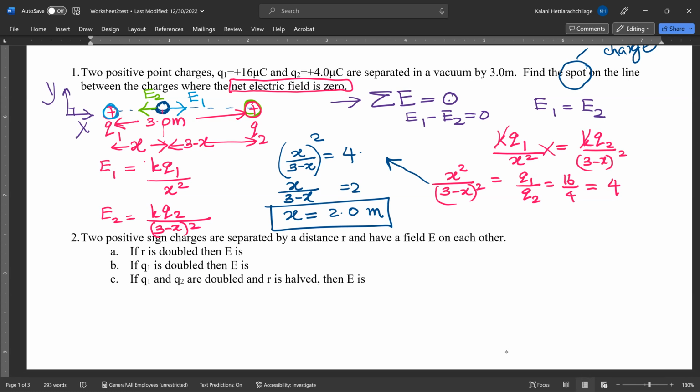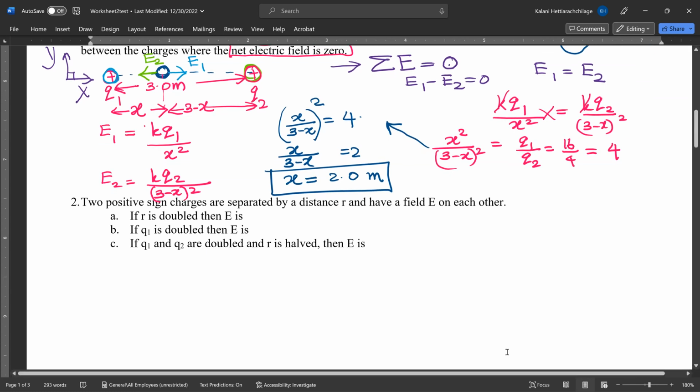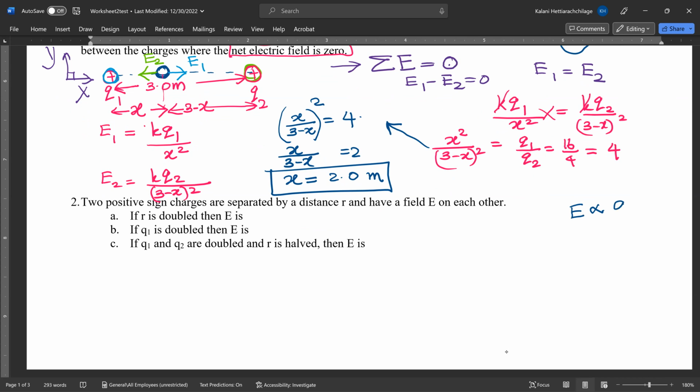Okay. So now let's move to the second question. The second question is about understanding your electric field formula, because electric field is proportional to the source charge. It's very important. This is the source charge, and electric field is proportional to 1 over r squared. What that means is, as charge increases, electric field increases, and as distance increases, electric field gets weaker and weaker. That's the idea. Okay, let's do part A.